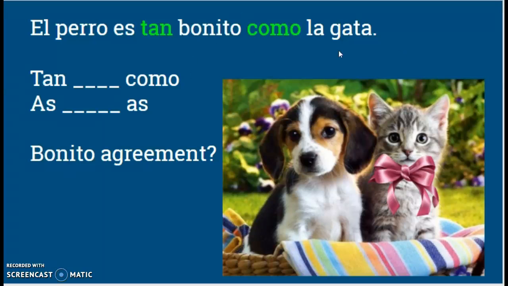So I'm trying to say they're equally pretty. Normally I'm not a dog person, but I think this is a really pretty dog. So that's why I chose to say tan como, because it's an equal comparison.